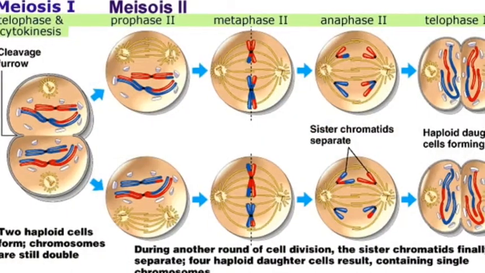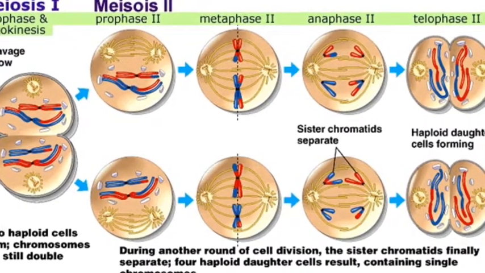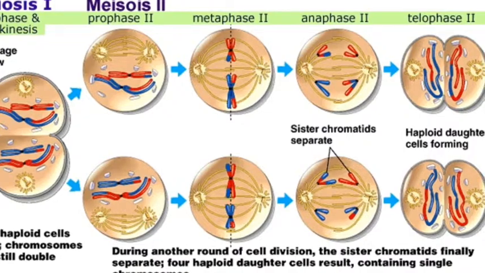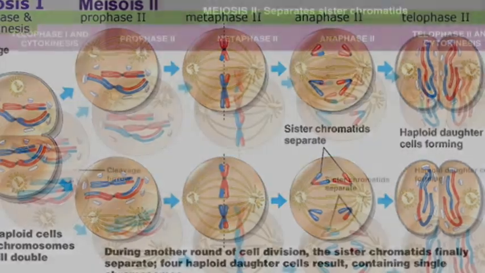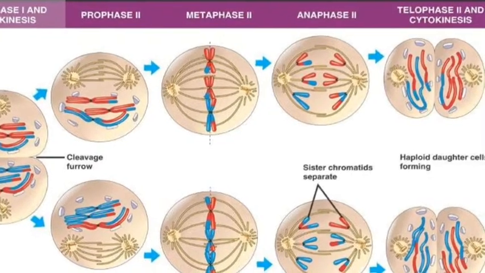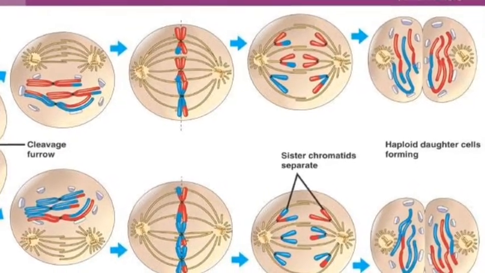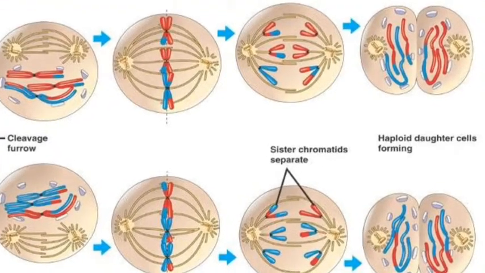Meiosis 2 follows shortly after meiosis 1. Between parts 1 and 2 of meiosis, there is no interphase because the DNA is already replicated, but there is a brief pause. Meiosis 2 is very similar to mitosis because the process is identical. However, meiosis 2 forms 4 distinct haploid cells, whereas mitosis results in 2 identical diploid cells.